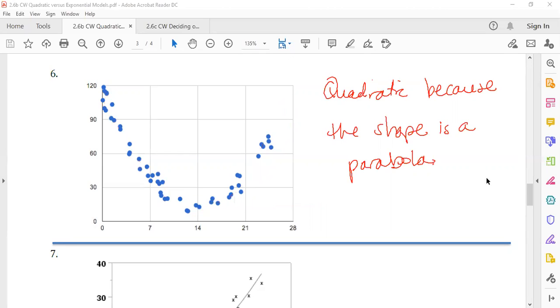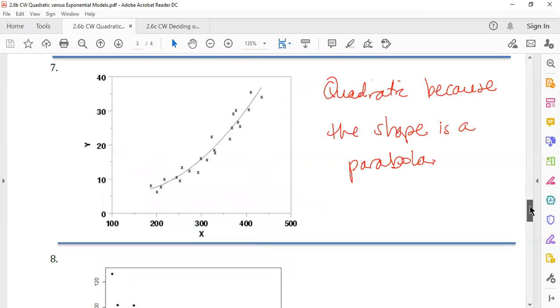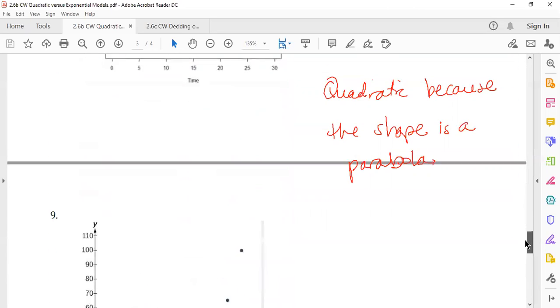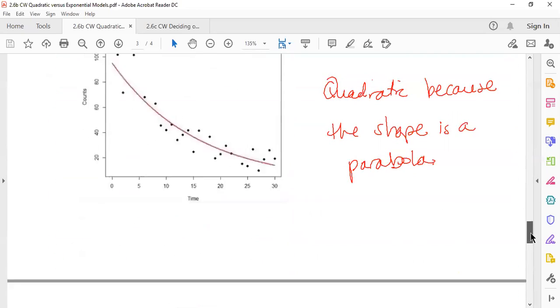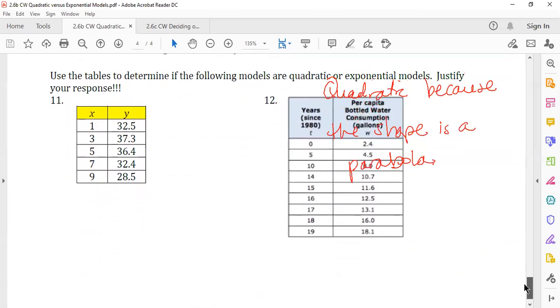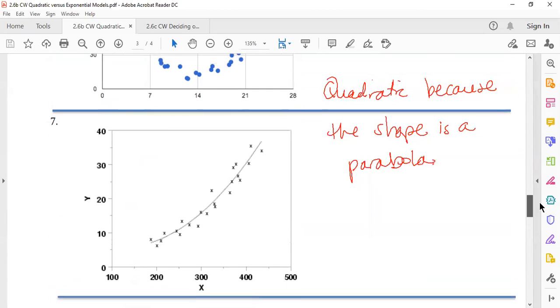Okay, let's see. Moving on down, number 7. We have 7 through 10 here: 7, 8, 9, and 10. That I'm going to allow you guys to do on your own.